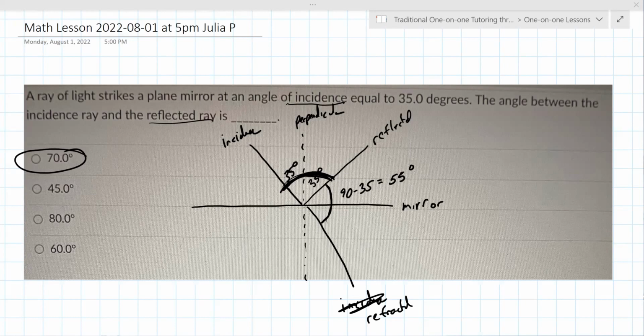Next question here. Sorry, getting my snipping tool to be in the right spot. Here we go. All right.